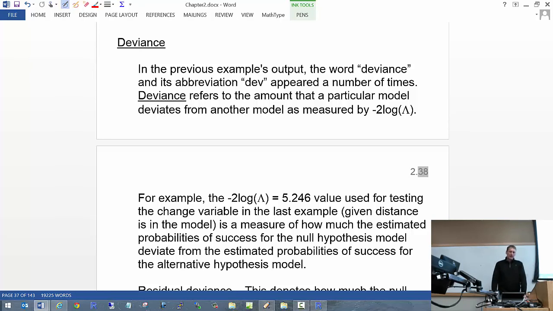The word deviance, you saw it in the output, even though I didn't really point it out in too many places. You also saw the word residual deviance, or the word dev for deviance. What this basically refers to is the amount a particular model deviates from another model using the -2 log lambda statistic. That's all. So it's how one model deviates from another as measured numerically using this -2 log lambda statistic. That's all. So you might want to put here basically equation 1 on page 231.